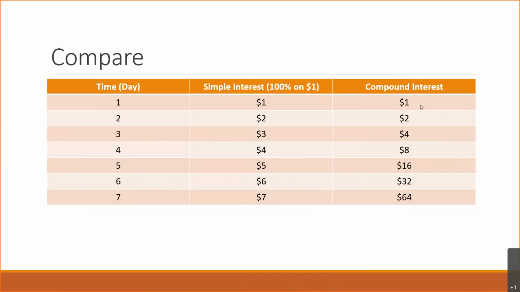Compound interest, well, then yes, you're getting interest on the interest. So it's $1 to $2, and then you get double, because you're getting that interest on everything, principal plus that extra interest, to 4 to 8 to 16 to 32 to 64. So you can see, of course, that compound interest really is the way to go.